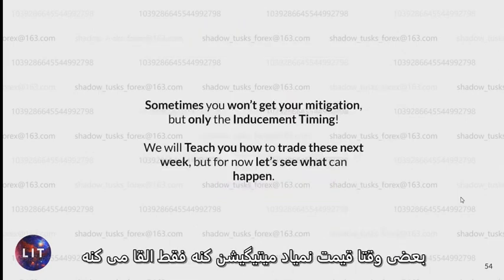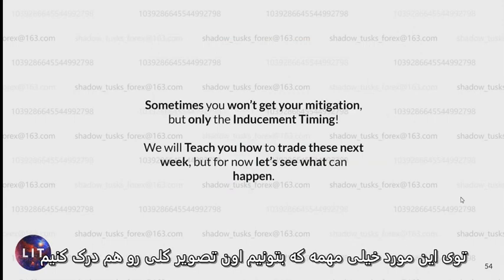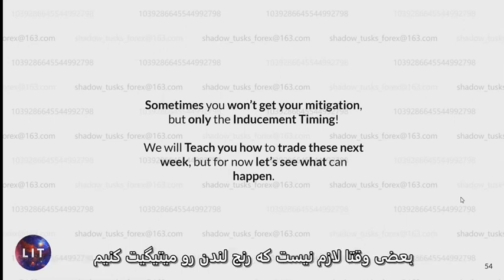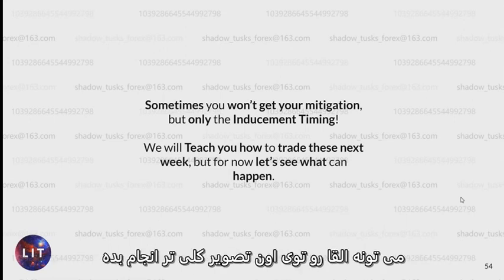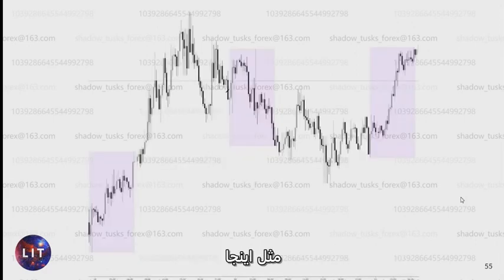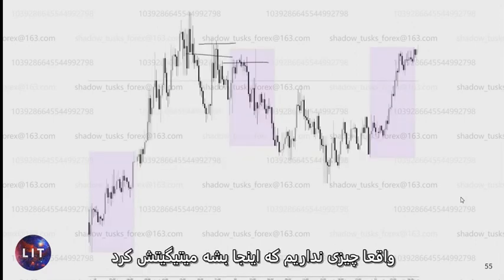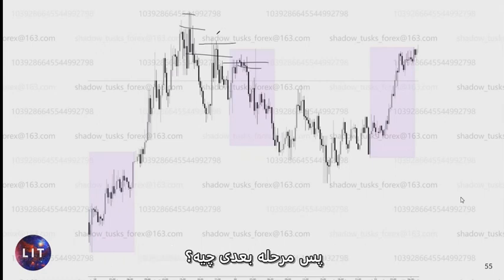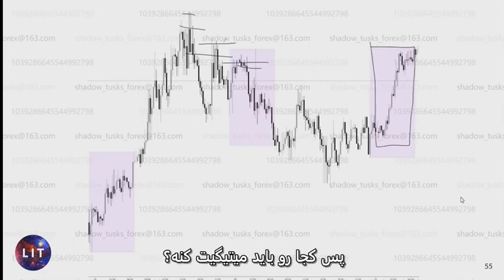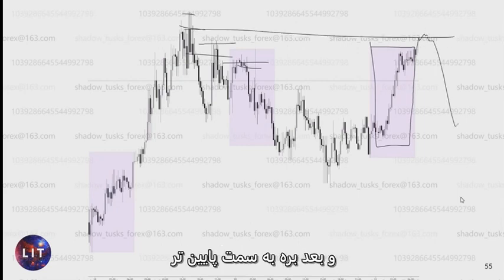Sometimes you won't get your mitigation, but also the inducement. That's very important to understand about the bigger picture as well. Sometimes it doesn't need to be a mitigation of London. It can be a bigger picture inducement. Like here, you don't really have anything you should mitigate. So what's the next order thing? The Asia range closes in here. So where should they mitigate? They will not mitigate like this and then go lower. That's not going to happen.